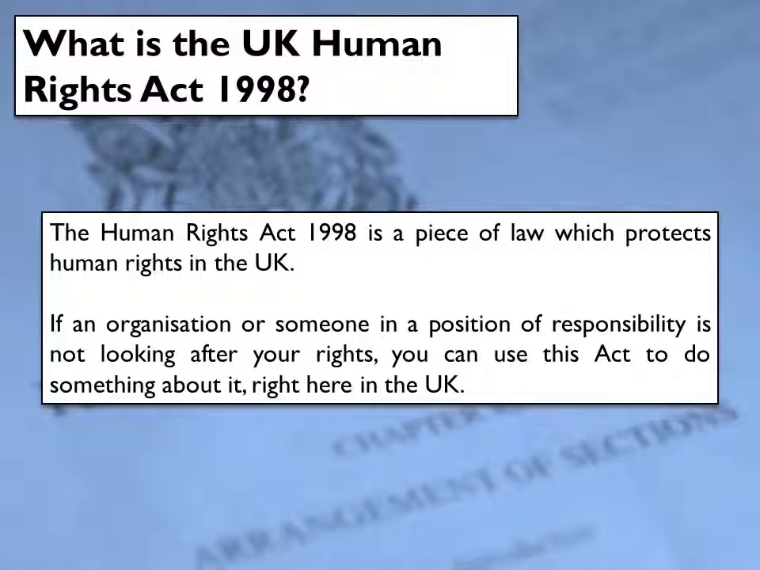But remember, this only applies to official organizations and people in power. For example, that could be the government, it could be even your own school, your employer once you start working. You can't use this to take your neighbor to court just because they disagree with you or they might be abusing your human rights. It doesn't work that way. They're not in a position of official responsibility.